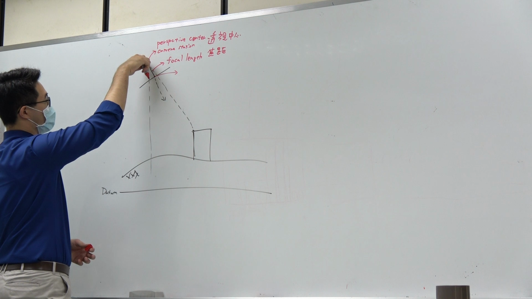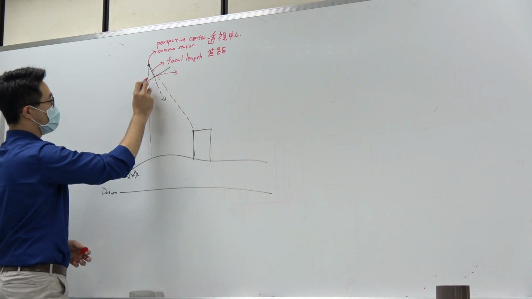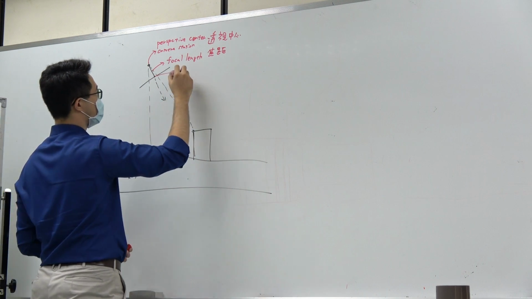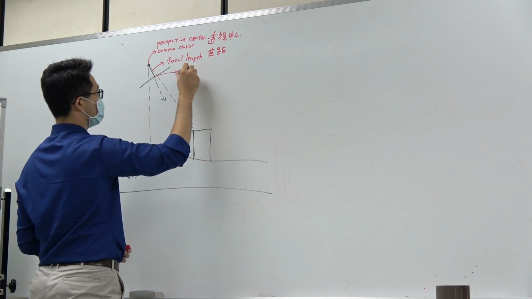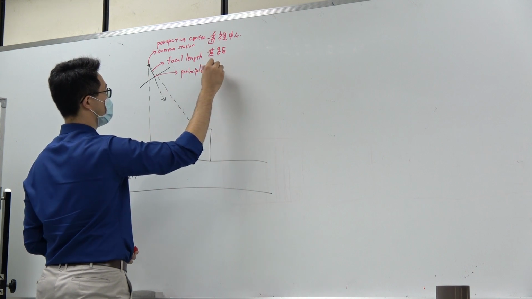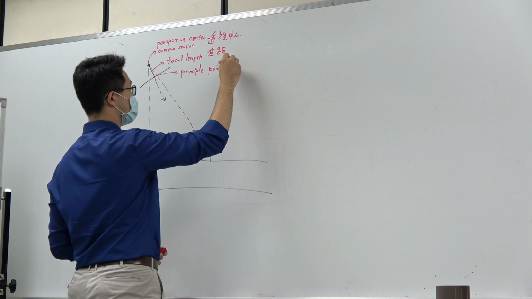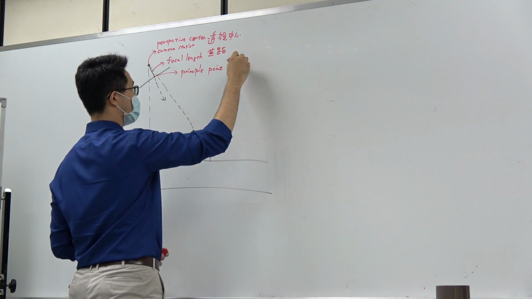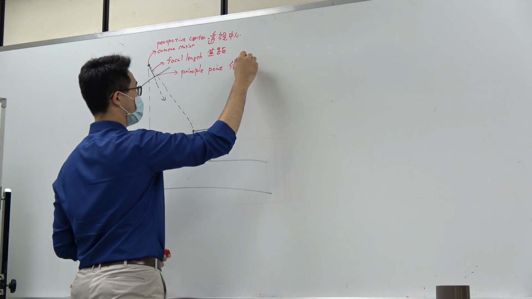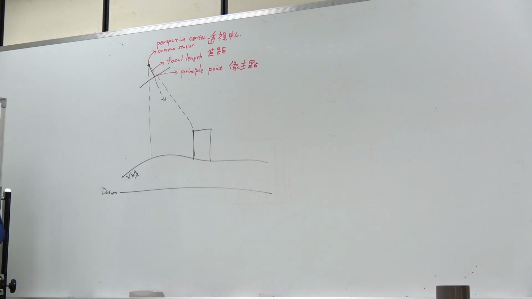If you draw a perpendicular line to intersect with the image plane, this point over here is called the principal point.